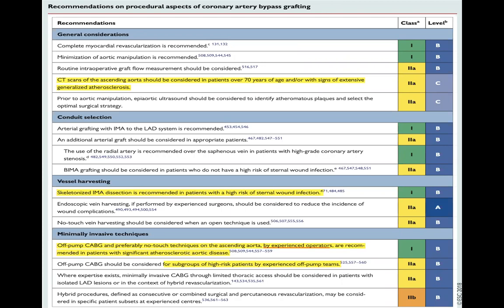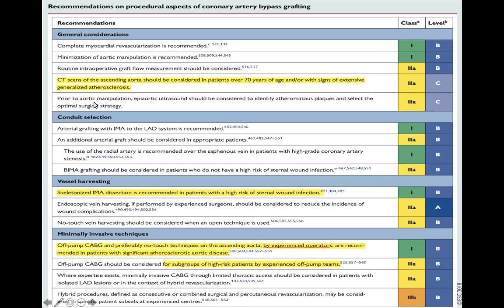The latest guideline recommends that CT scan of the ascending aorta should be considered in patients over 70 years of age and/or with signs of extensive generalized atherosclerosis. Before that, regarding procedural aspects, we have a class 1 recommendation for minimizing aortic manipulation. This is really recommended.